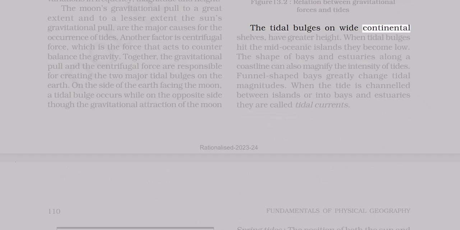The tidal bulges on wide continental shelves have greater height. When tidal bulges hit the mid-oceanic islands, they become low. The shape of bays and estuaries along a coastline can also magnify the intensity of tides. Funnel-shaped bays greatly change tidal magnitudes. When the tide is channeled between islands or into bays and estuaries, they are called tidal currents.